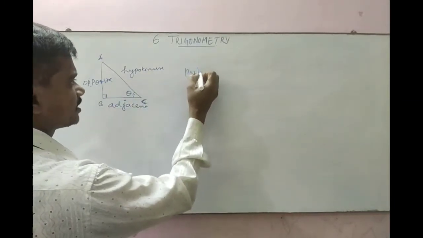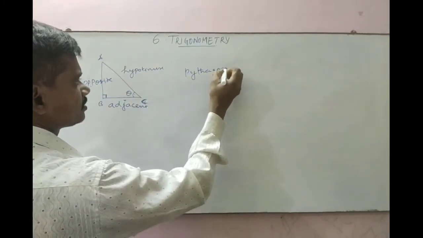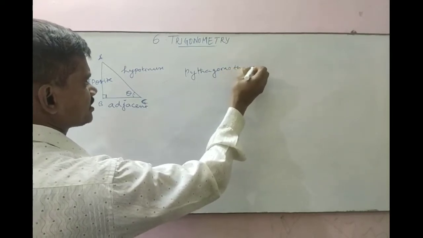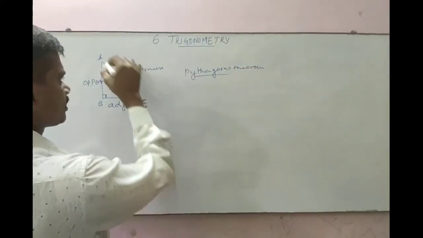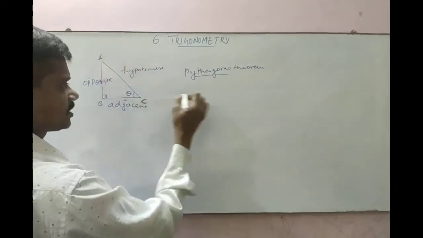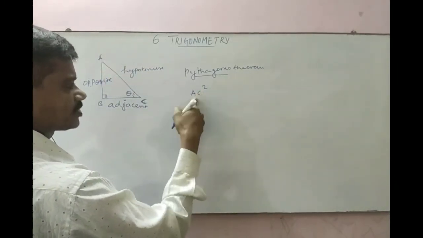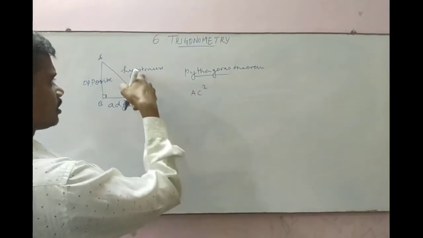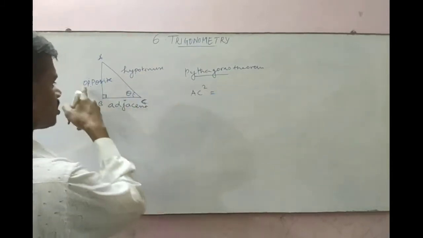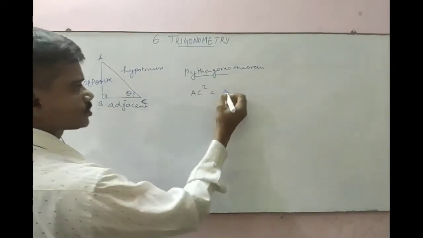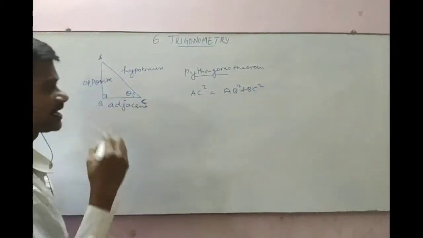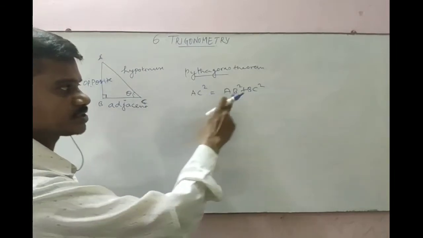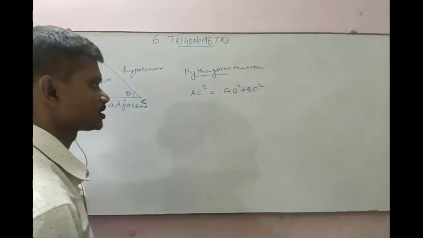We already studied the Pythagoras theorem in the 8th standard itself. What the Pythagoras theorem says: the square on the hypotenuse, this is the hypotenuse side, means AC square. Hypotenuse square is equal to the sum of the squares of the other two sides, that is AB square plus BC square. In a right angle triangle, the square on the hypotenuse is equal to the sum of the squares of the other two sides.